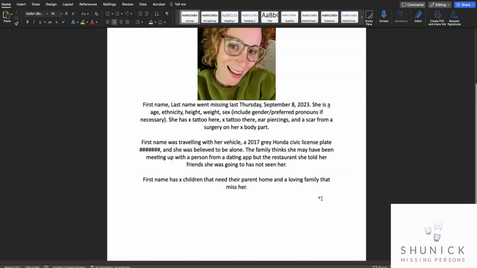Or if they had a job that was part of the community, whatever you can think of that will connect people. And then here we also want to include the detective or police department information. And if you have social medias or a hashtag that you've created, you can include that in this third paragraph as well. Remember, we do not want to put our personal information on this.